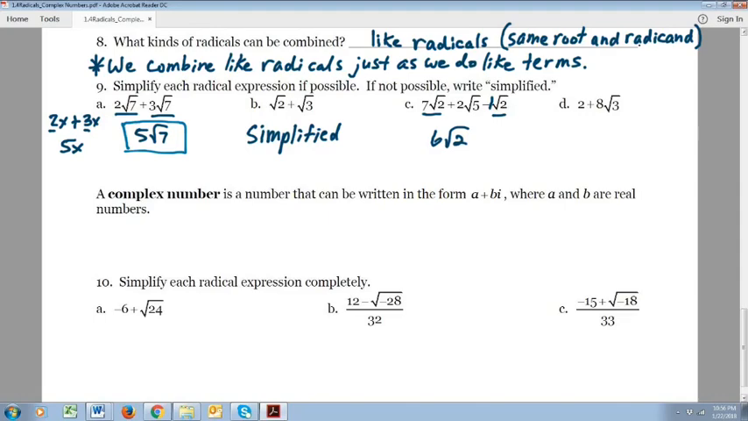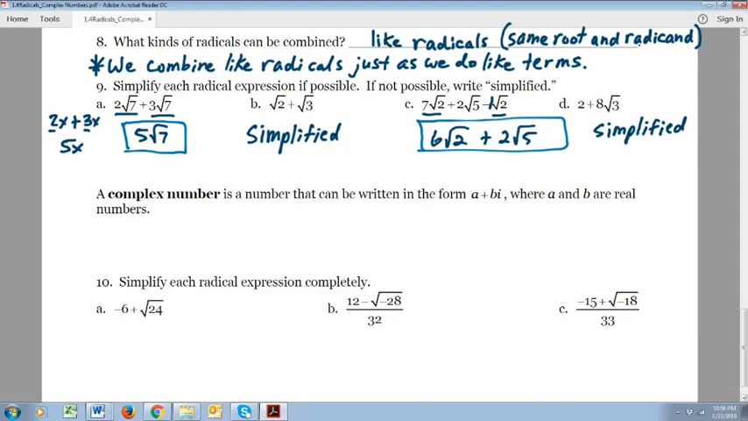So we're going to, 7 and -1 gives us 6 square roots of 2, and then we'll just write the other one separately. On letter D, notice the first number 2 is not even a radical. So certainly 8 square root of 3 can't be combined with the 2. They're not like radicals. 2 is not even a radical. So this one's already simplified.